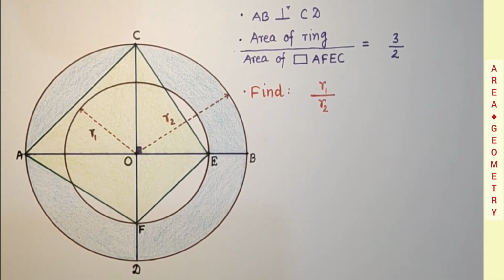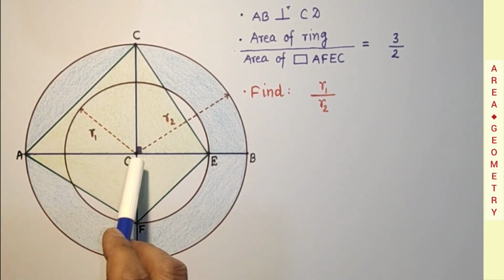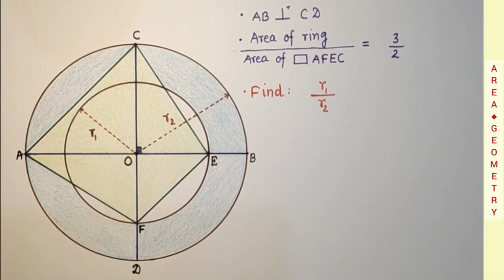Viewers, look at the question. With the same center, two circles are drawn. So the circles are concentric circles and this is the ring. And the diameters of the bigger circle intersect mutually at right angle. The diagonals are perpendicular.